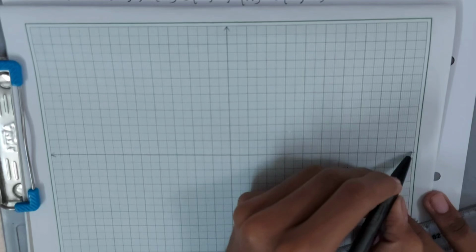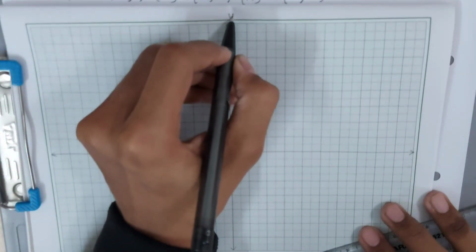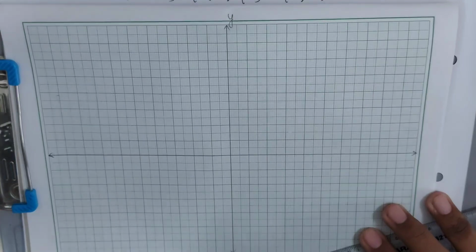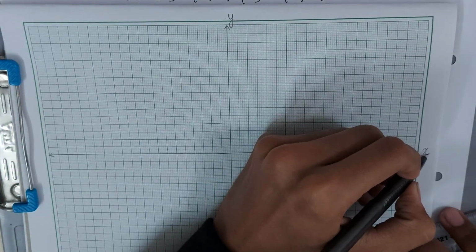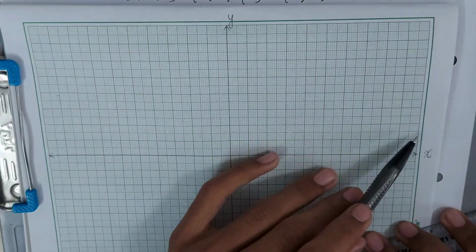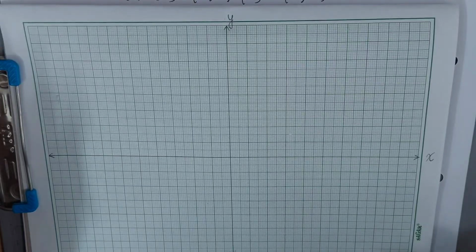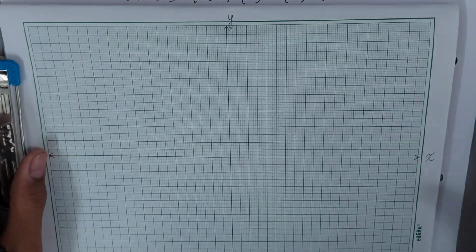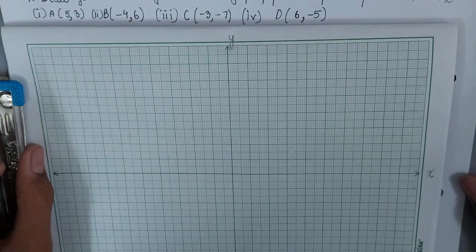Like this. The vertical axis is called the y-axis, as you can see here, and similarly this is called the x-axis. Now this is the y-axis, this is the x-axis. We are supposed to mark the following points. What are the points? Let's see. We have A as 5,3.